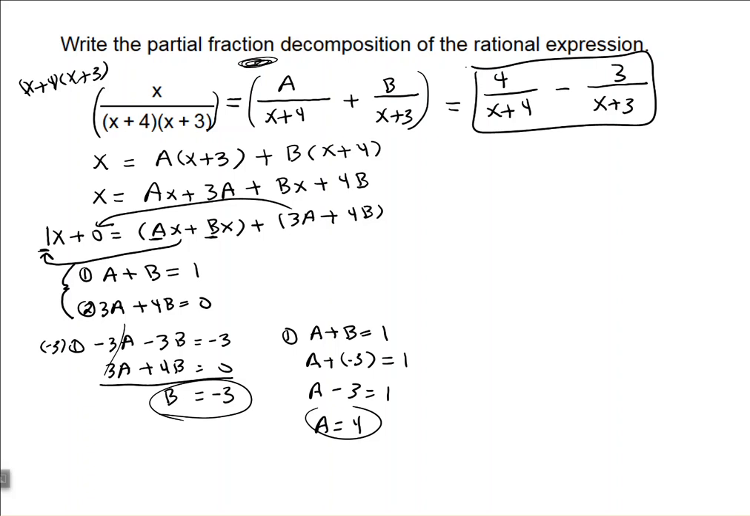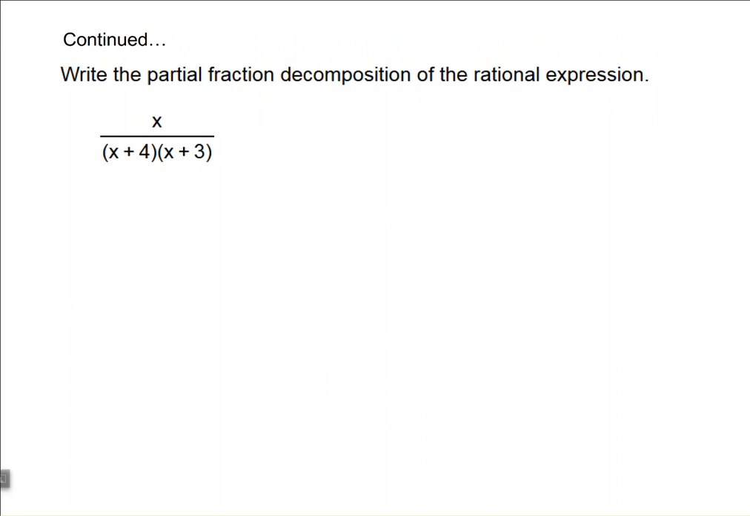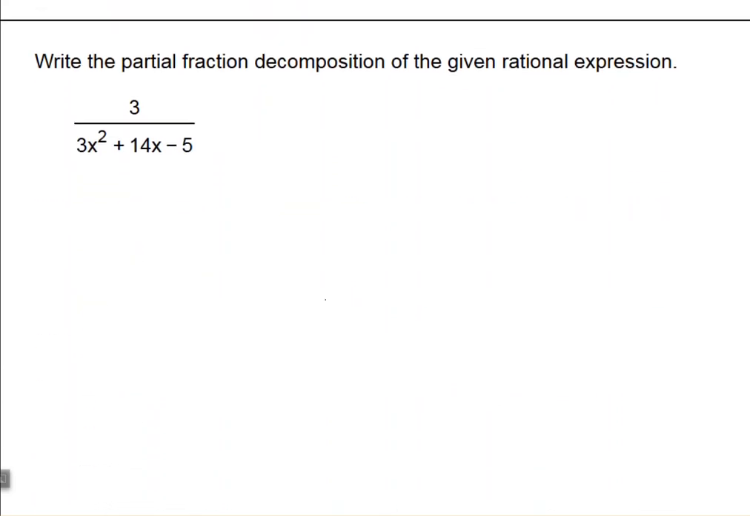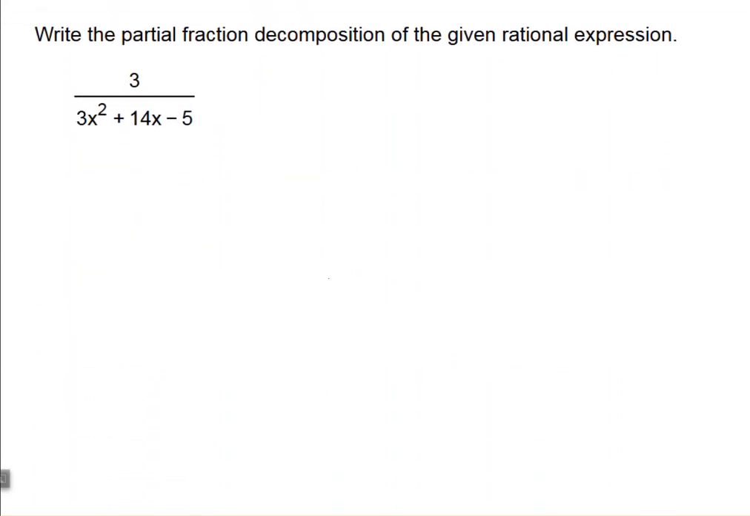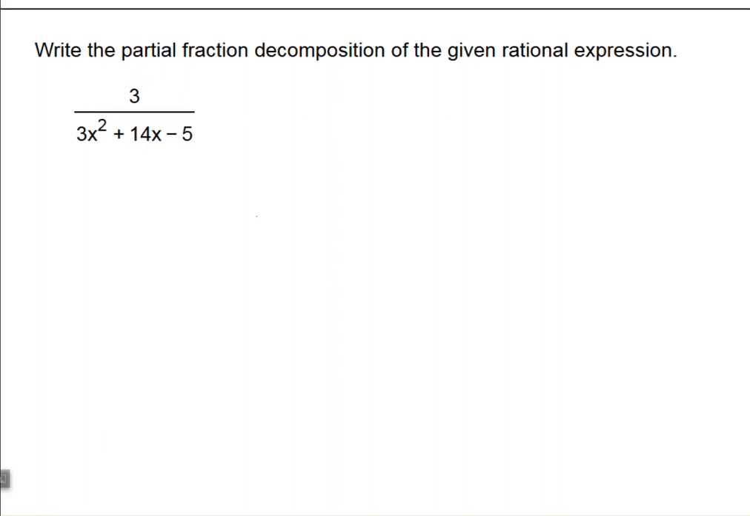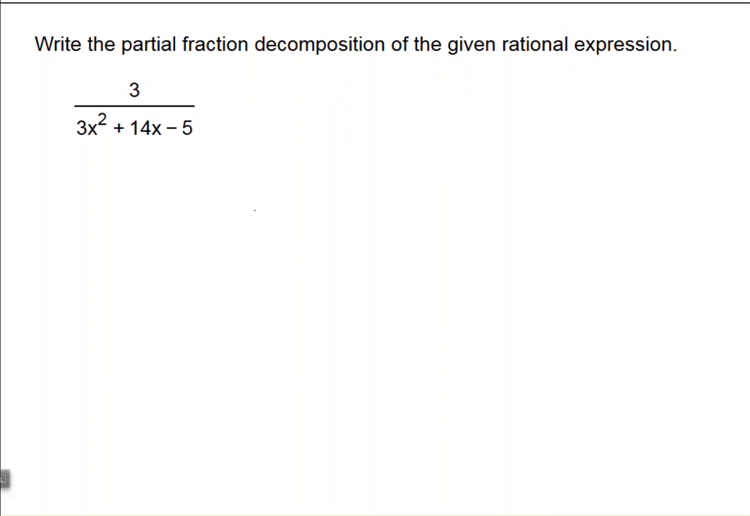So again, you set up your equation, multiply both sides by the least common denominator, and then you work through it. So let's try another one. Okay, so on this one we have 3 over 3x squared plus 14x minus 5. Now the 3x squared plus 14x minus 5 can be factored.